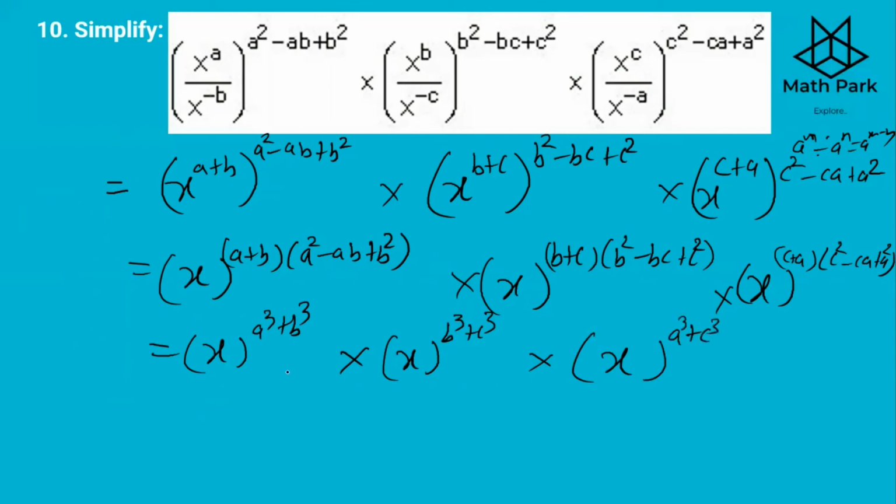Got it? So this is how we get now x raised to, we'll add all of this, we get a cube plus a cube, we are getting 2a cube, 2 in bracket a cube plus b cube plus c cube, because we have 2b cube, 2c cube and 2a cube. Got it? So this is what we get as x raised to 2 in bracket a cube plus b cube plus c cube. And this is the expansion of the given question. Got it? Same way you will be able to do the first one. Same type of identities are to be done.